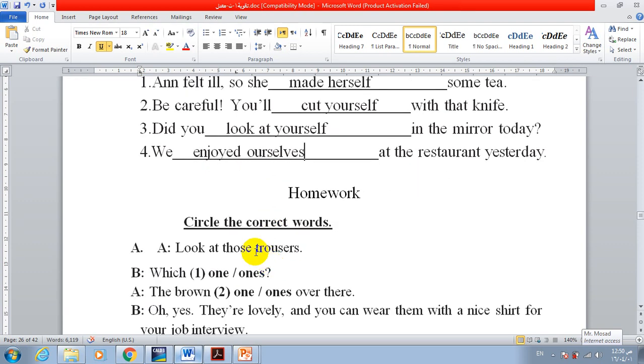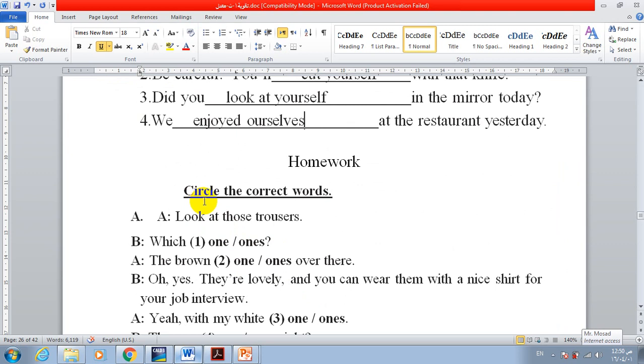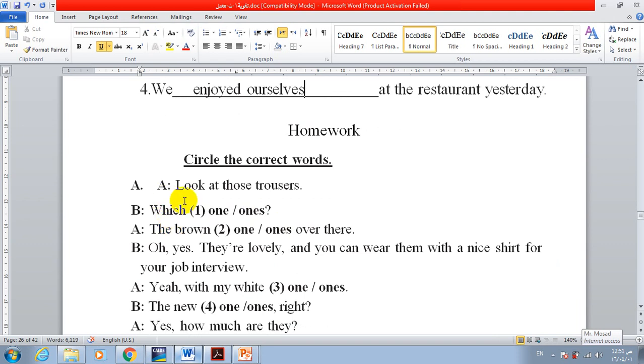Okay, now let's move to another exercise. Circle the correct words. I told you before, we use the pronoun one instead of a singular noun when we don't want to repeat it, and we use ones instead of plural nouns when we don't want to repeat it too. Now let's look at the exercise.